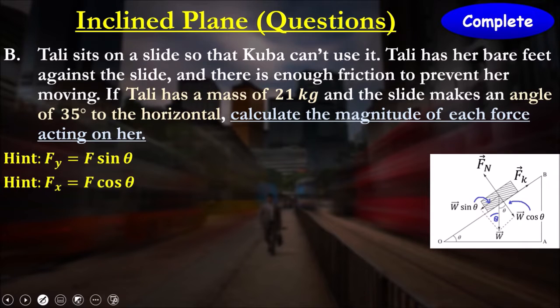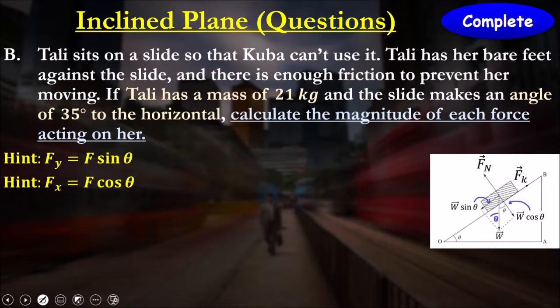The next one is we have Tali sits on a slide so that Kubo can't use it. Why would you do that? Tali has her bare feet against the slide and there is enough friction to prevent her moving. If Tali has a mass of 21 kg and the slide makes an angle of 35 to the horizontal, calculate the magnitude of each force acting on her.